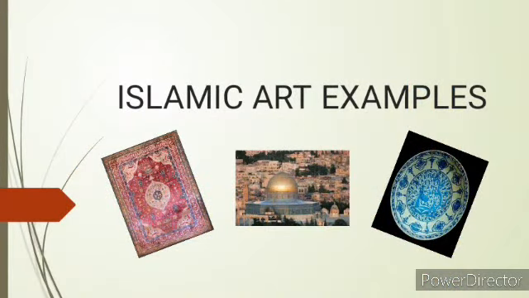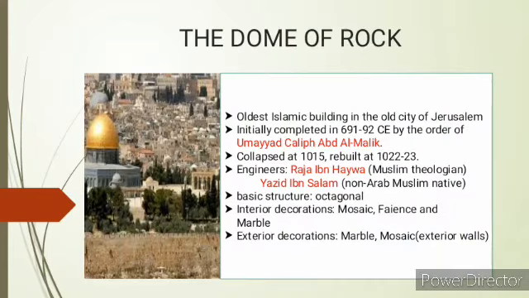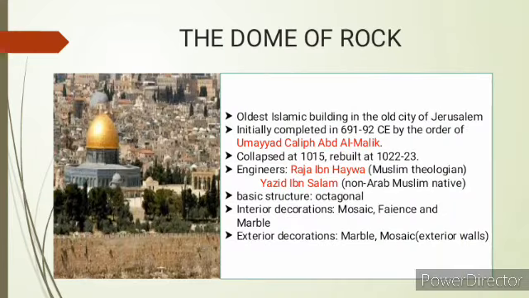Now let's tackle the Islamic art examples. We do have three. Now our first example is architecture, which is the Dome of Rock. The Dome of Rock was the oldest surviving Islamic building built during 1023. But before that, the said building was initially completed during 691 up to 692 CE by the order of Umayyad Caliph Abd al-Malik during the Second Fitna, the site of Second Jewish Temple.